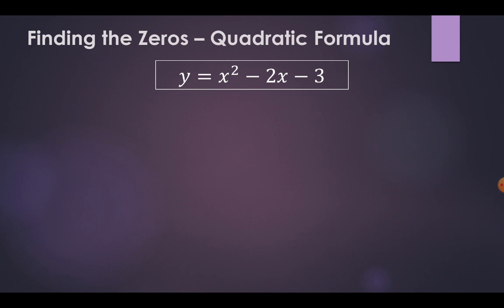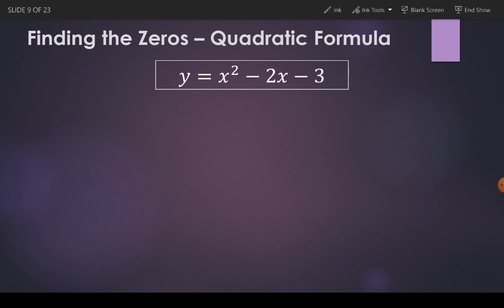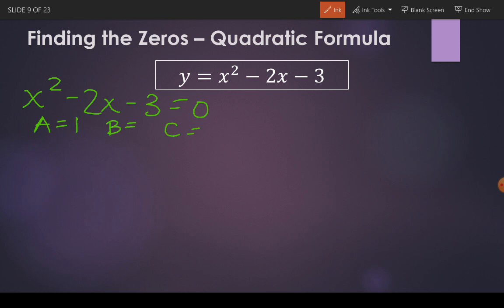Let's solve this same quadratic using the quadratic formula, and I want to find the zeros, okay? So first step here is that we need to write our quadratic in standard form. So we'll have x squared minus 2x minus 3 equals 0. We need to identify a, b, and c so that we can plug it into our quadratic formula. So a is 1, b is negative 2, and c is negative 3. Now that we know those things, we can plug it into our quadratic formula.